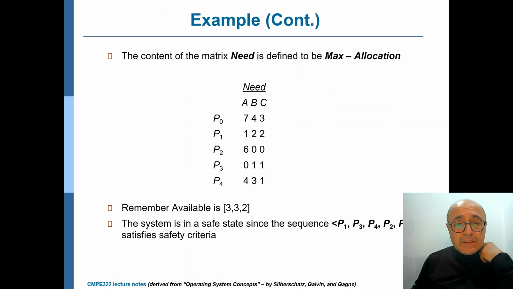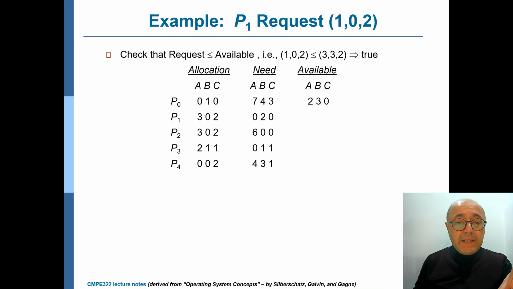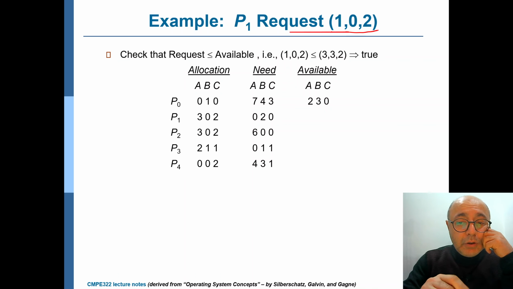Now we have shown that we're currently in a safe state. What if P1 makes a request of 102? First of all, does P1 have the right to request 102? That's the first thing you should check. You check if 102 could be satisfied by 332, then it is acceptable.